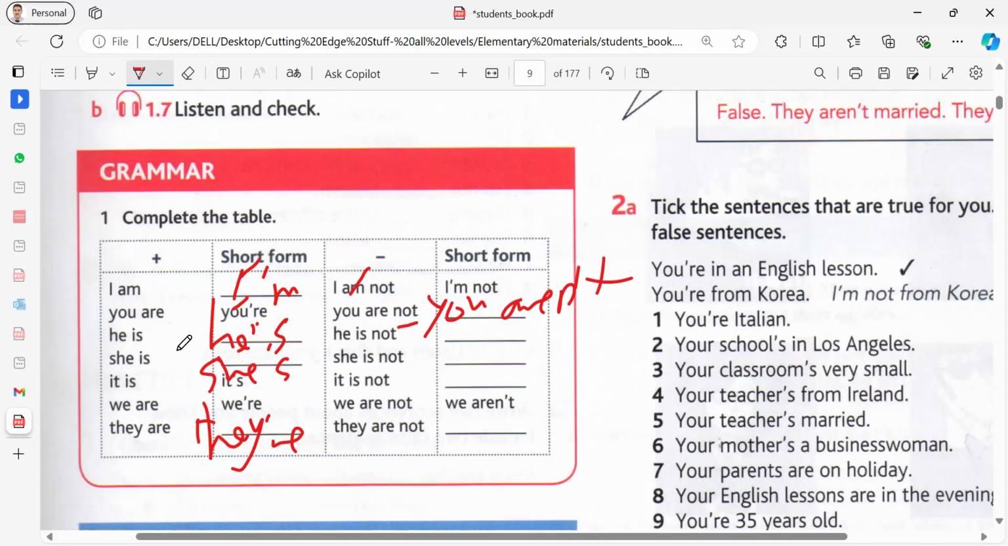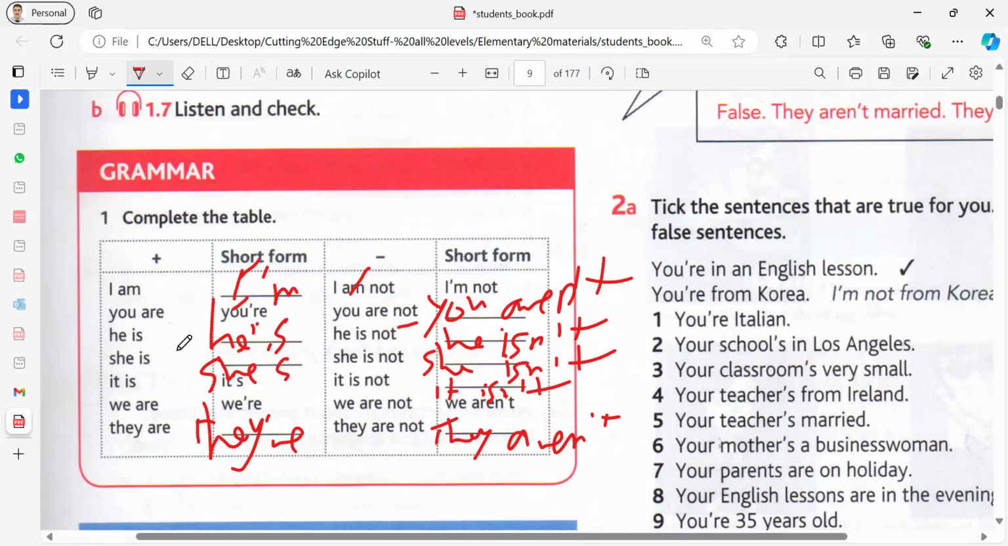You aren't. He is not. How to write it? Is not. He isn't. Isn't. She is not. She isn't. Isn't. Again. N apostrophe T. It is not. Again. It isn't. We are not. We aren't, as you see. They are not. They aren't. So again, Jude, please.